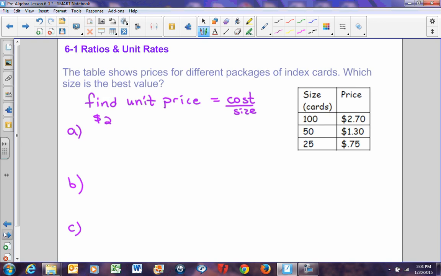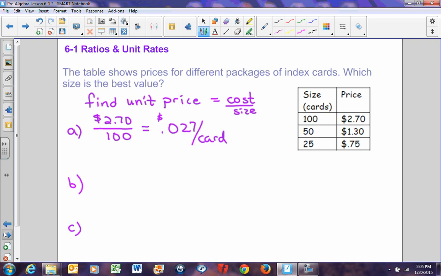So I have $2.70 over 100, which should be able to be divided without even having to use your calculator. But in case you have to use your calculator, you just take 2.70 and divide it by 100. Exactly what you see up here is what you put into your calculator. 2.70 divided by 100 is going to be 0.027 cents per card. So it's almost 3 cents per card. Okay, almost, not really. So we leave it as 0.027.